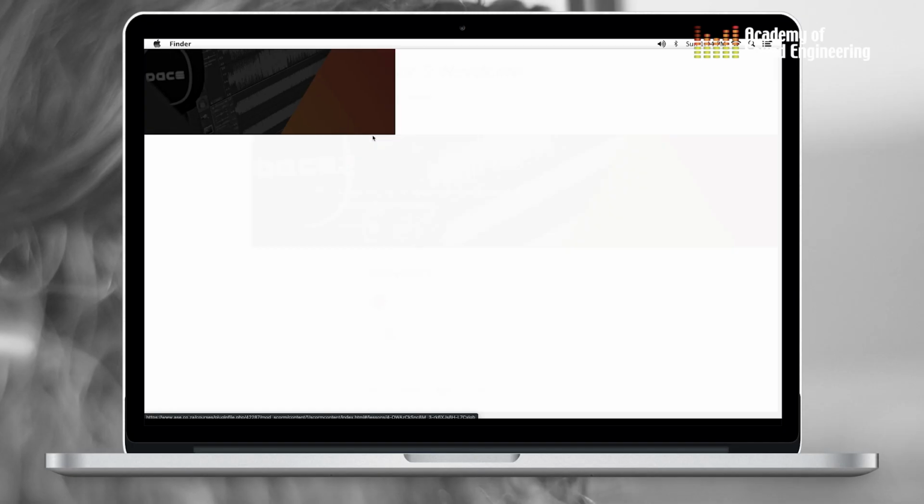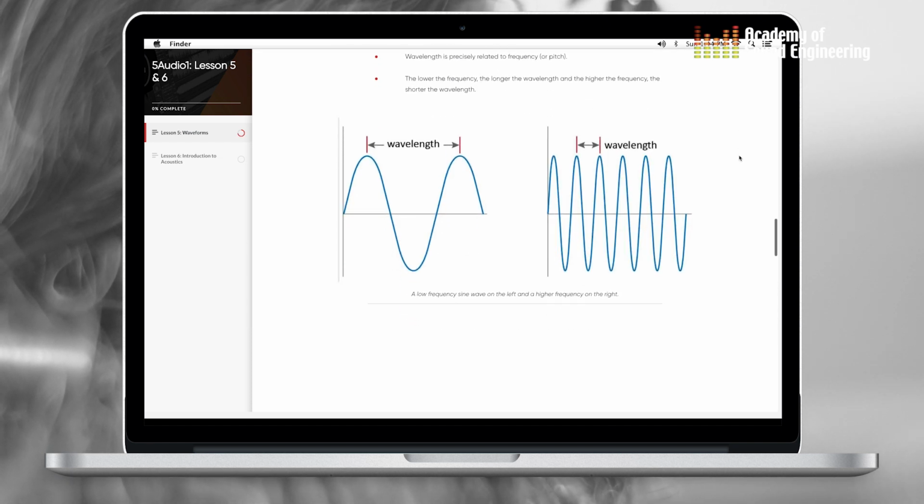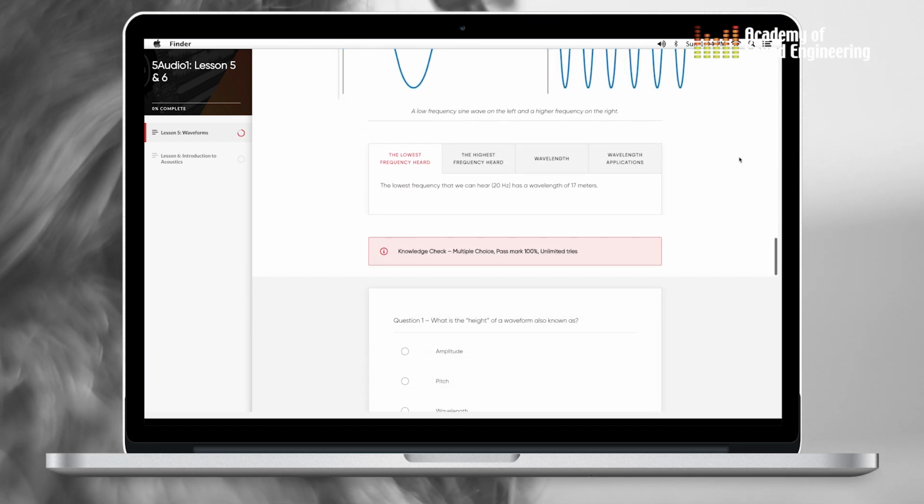This week in audio, Andrew taught us about waveforms and acoustics, and we learned about frequency. And did you know that the lowest frequency is 20 hertz and the highest is 20 kilohertz? And we can't even hear it.